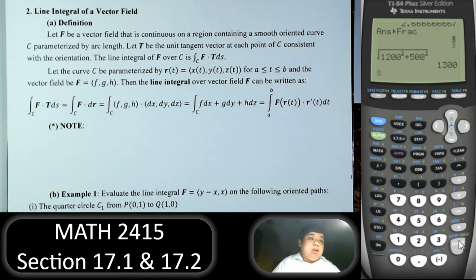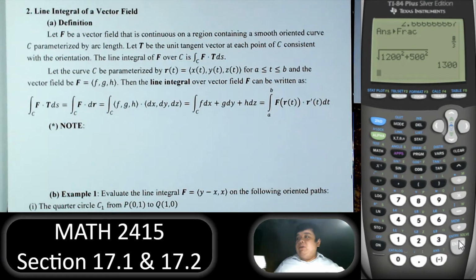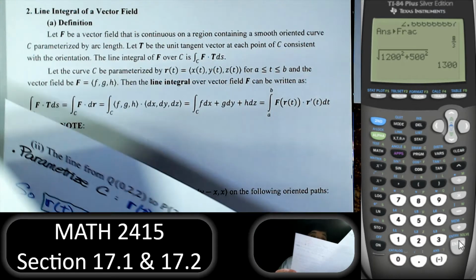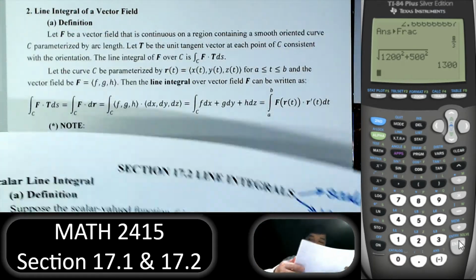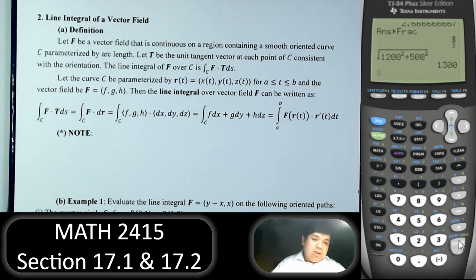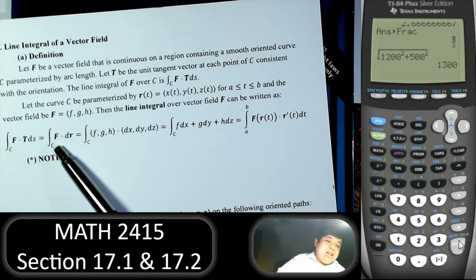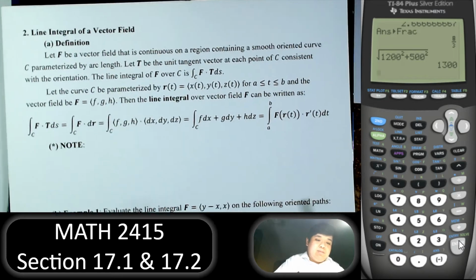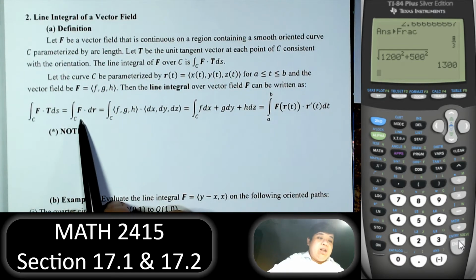Right. Number 2, line integral of a vector field. So this is the second part of the section that I want to focus on. So this is the vector form. The difference is, like I said, I don't know why the book writes like this, but some books write in this form, and actually the textbook that I used back in the day used this form.